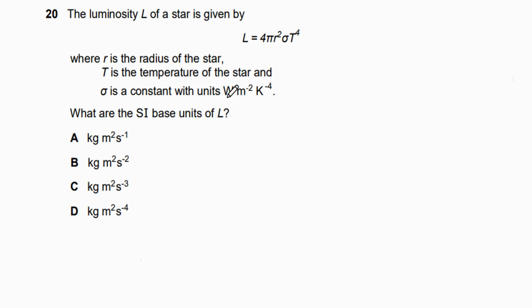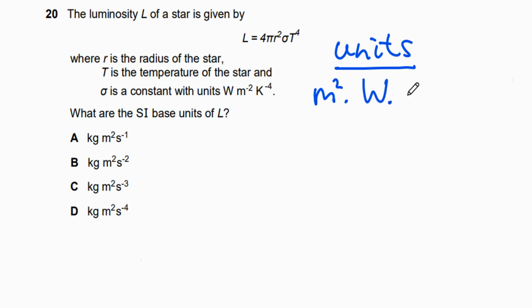Of course, W referred to the watt, so this is watts. We can go to the units straight away. So 4 and pi are constants without any units. Then r squared, r is the radius, and we know that it's a length measured in meters. So r squared will be meters squared. Then we have sigma, and we are told sigma has these units. Then we have temperature to the power 4, so that's Kelvin to the power 4.